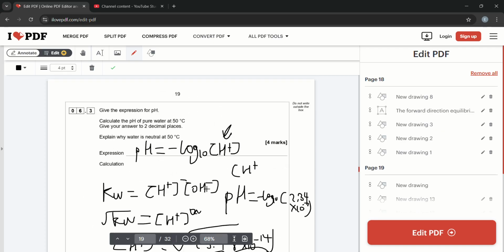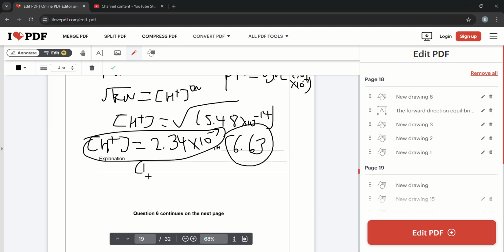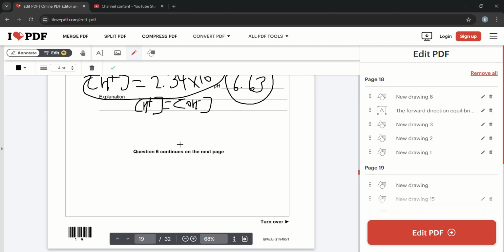And then it says, explain why water is neutral. Like I said in the previous video in this playlist, maybe 2 videos back or 1, anytime it asks why water is neutral on pH, it's because of this equation. H plus equals OH minus, and they're usually 1 markers. It's worth 1 mark, and all you have to do is write down the equation. H plus in square brackets is equal to OH minus, and pH is 6.63.